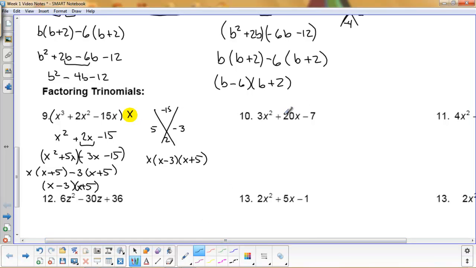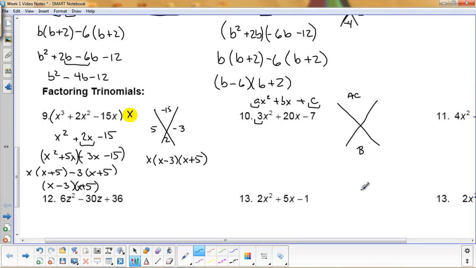Question number 10. There is no GCF, but this is the first time where we've encountered a number other than 1 as our coefficient of the x squared term. Some people call this the AC method. If I rewrite this as ax squared plus bx plus c, you'll understand why it's called the AC method. What I actually do here is in the top of my box, I put a times c. In the bottom of my box, I put b.